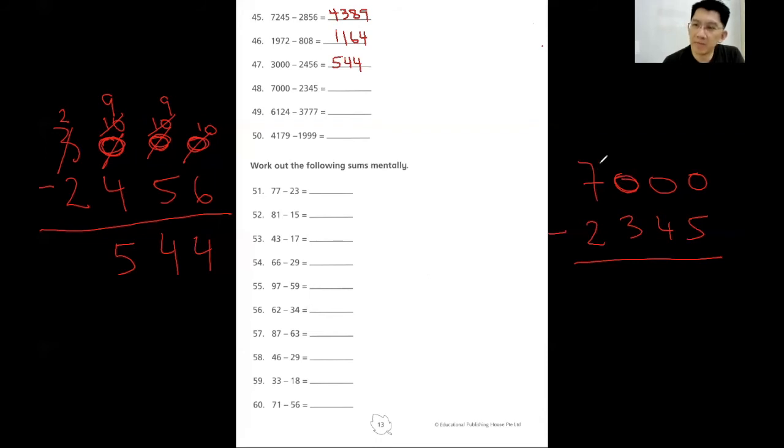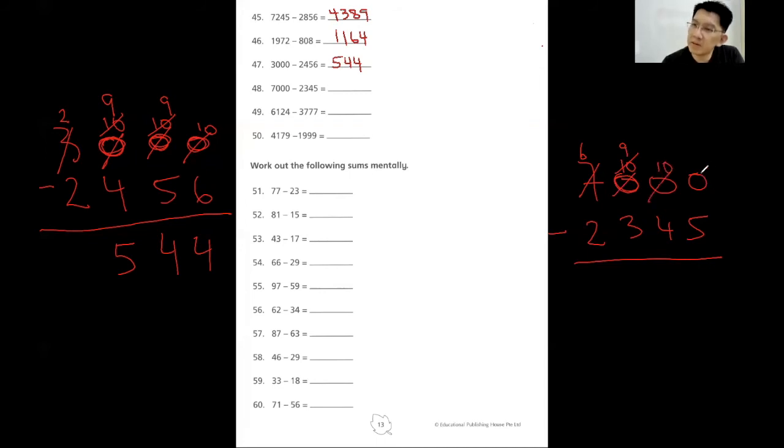So if you take 1 from 7, leaving you only 6 here, and this one gets 10. So 10 plus 0 becomes 10. Now, this 0 wants to borrow from here. So take 1 from 10, becoming 9. And then because I get 10 here, 10 plus 0 becomes 10.